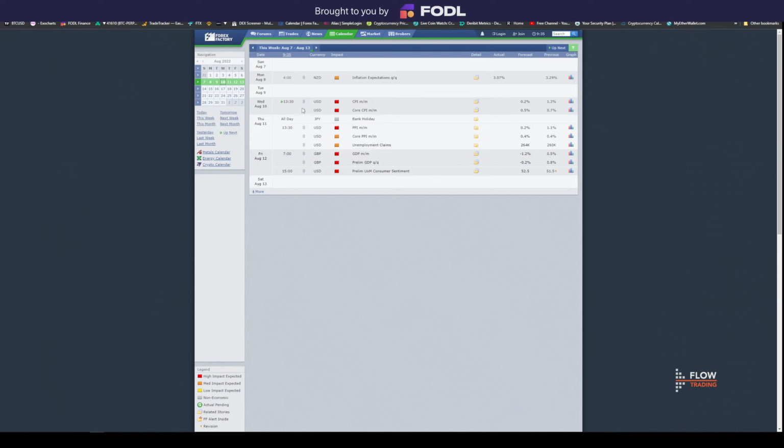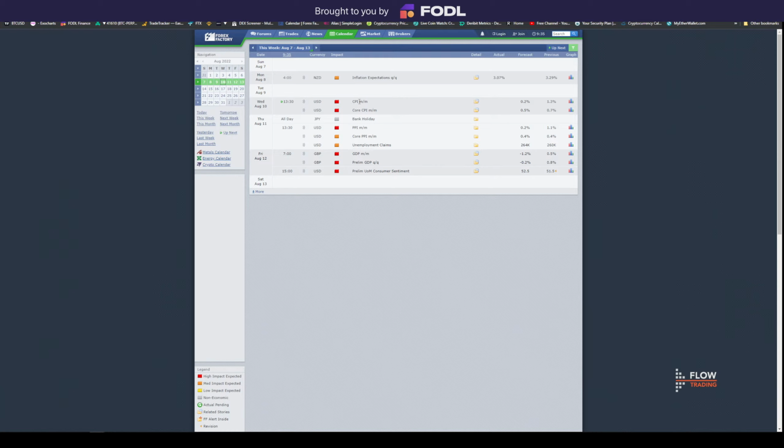Now with the calendar, you can see that we've got here the dates for the core CPI, which is today at 1:30 p.m. here in the UK. That's 12:30 UTC. Okay, so that's around about just less than 2 hours. Okay, just under 2 hours. Now the CPI, like I said, is the Consumer Price Index. This is the main measure of inflation.